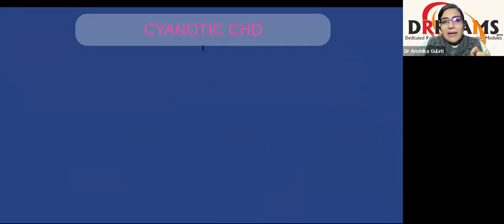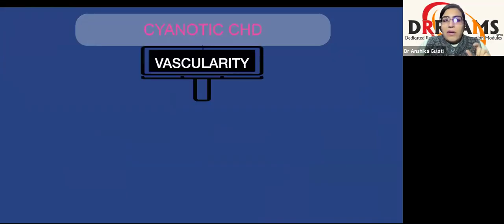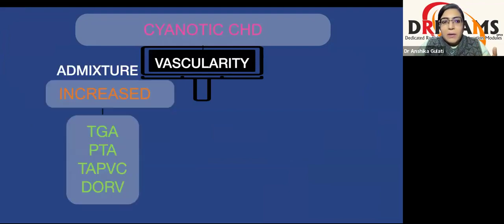Then coming to the next category, that is cyanotic congenital heart disease. Whenever you are looking at the radiograph of a cyanotic baby with congenital heart disease, our first step is to evaluate the pulmonary vascularity. If the pulmonary vascularity is increased, then this is because of admixture lesions, that is, there is mixing of the systemic and pulmonary blood flow, and the possible diagnoses are transposition of great arteries, persistent truncus arteriosus, total anomalous pulmonary venous connection, and double outlet right ventricle.